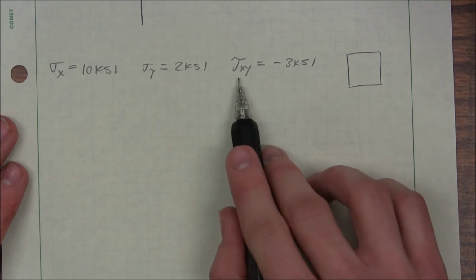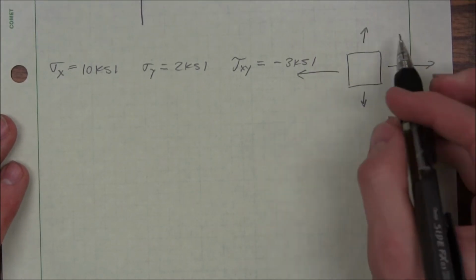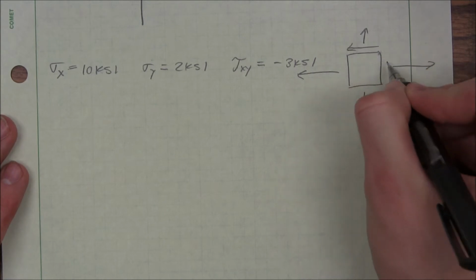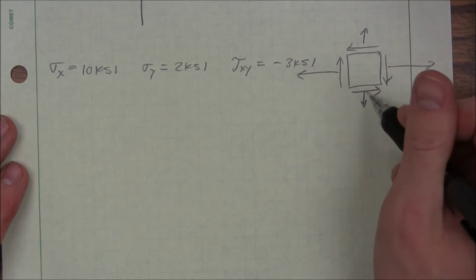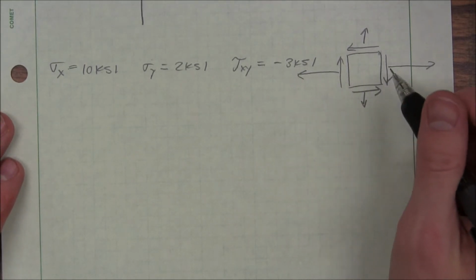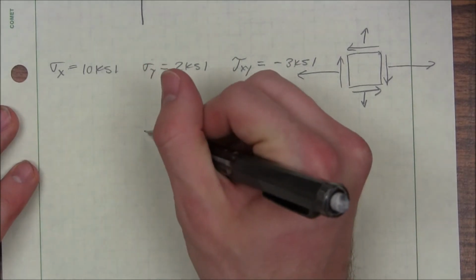One thing to notice is that this is a negative shear. So I have negative shear goes away from this corner. All 4 arrows switch direction, but it's still the same magnitude, still 3 ksi. I just switched the direction. It also changed the way our Mohr circle looks.